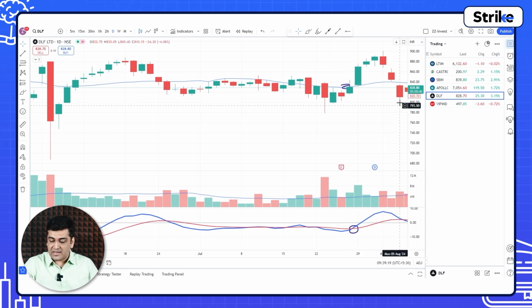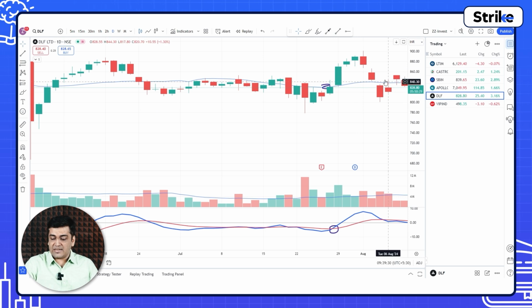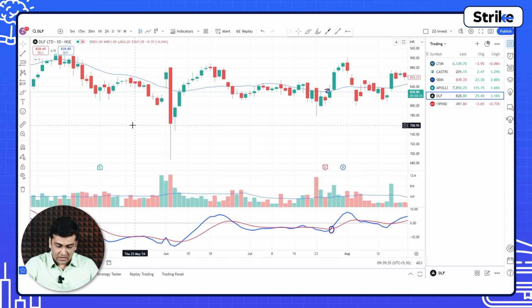And over here again, have a look at it. Immediately after a few days, prices go below the moving average. There is a sell crossover in MACD, but again it got stopped out. Where can we find a buy signal?